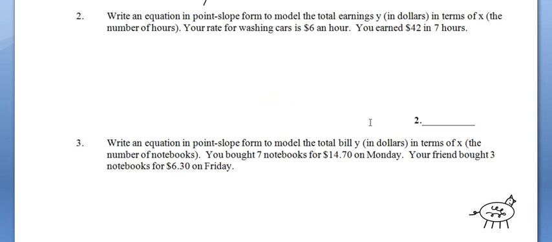Number 2: write an equation in point slope form to model the total earnings y in dollars in terms of x, the number of hours. Your rate for washing cars is $6 per hour. You earn $42 in 7 hours. So this is the deal, math fans. We've talked about being given a slope and a point and coming up with an equation. We also talked about given 2 points, finding the equation. So what do you do with 2 points? You find the slope first, and then you use one of those 2 points.